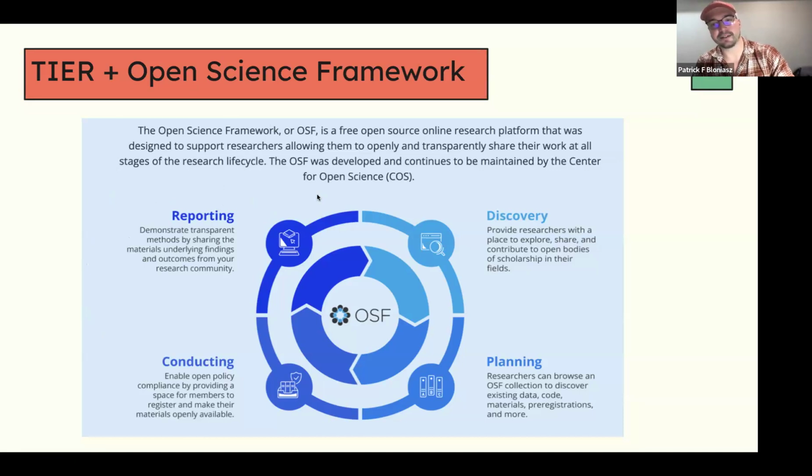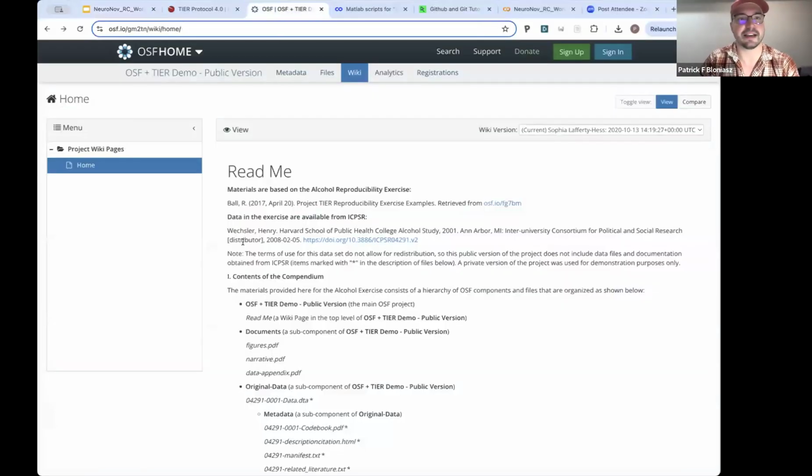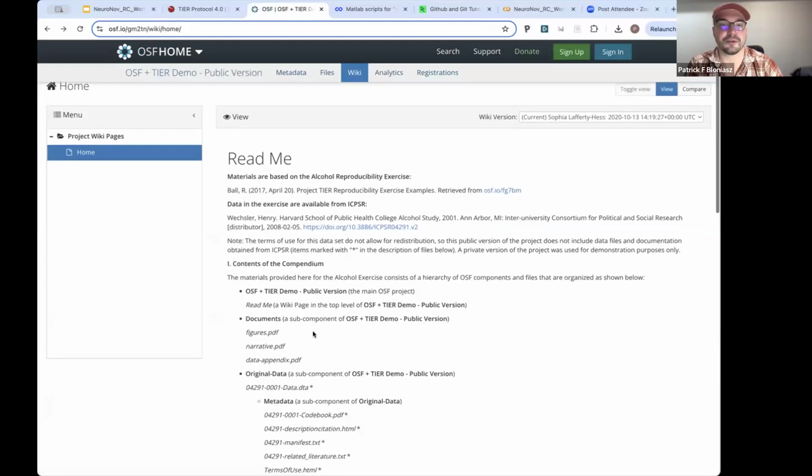And I want to show a brief example. This is just a demo of it. In particular, I want to show the README file and show you the standard that we should be shooting for. So up here, you have a bunch of different things that you can navigate. I can put the actual example in the chat for people to explore on their own.